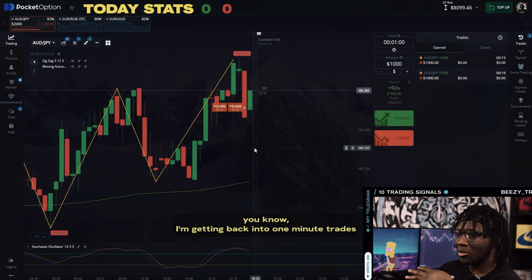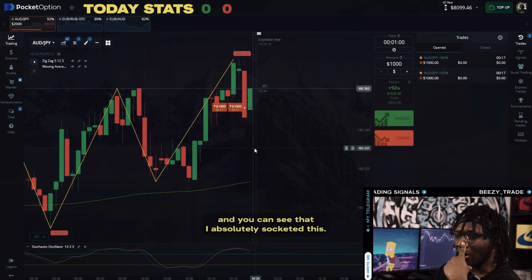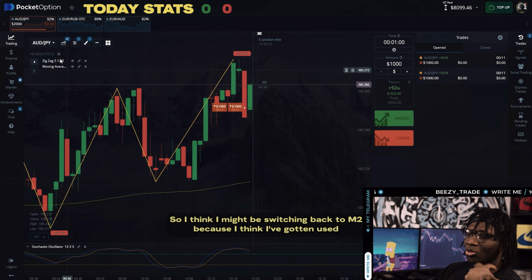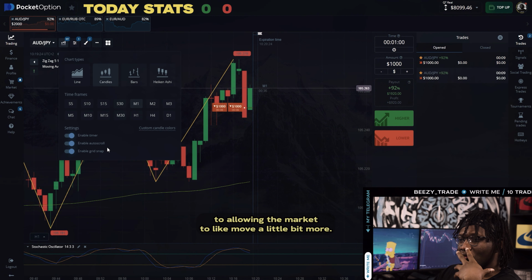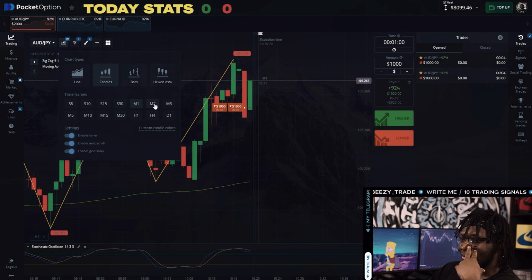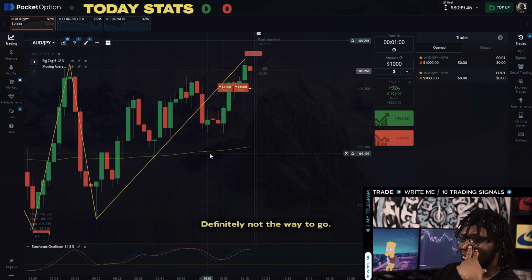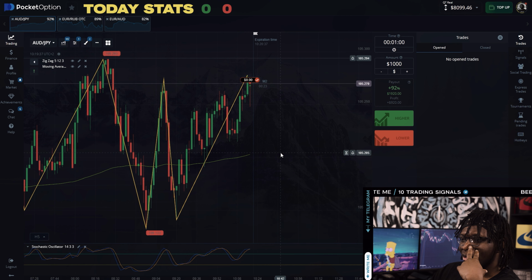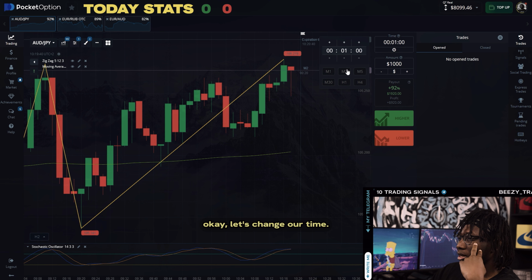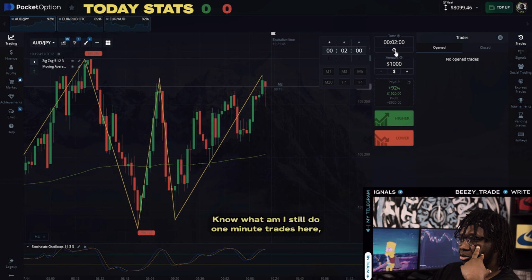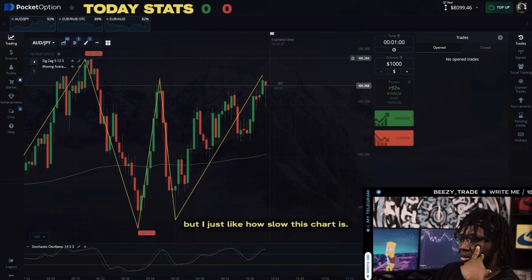You know, I'm getting back into 1 minute trades, and you can see that I absolutely suck at this. So I think I might be switching back to M2, because I think I've gotten used to allowing the market to move a little bit more, and starting with a 2K loss is definitely not the way to go. Definitely not the way to go. And as you can see here, completely different chart. Okay, let's change our time. You know what? I might still do 1 minute trades here, but I just like how slow this chart is.